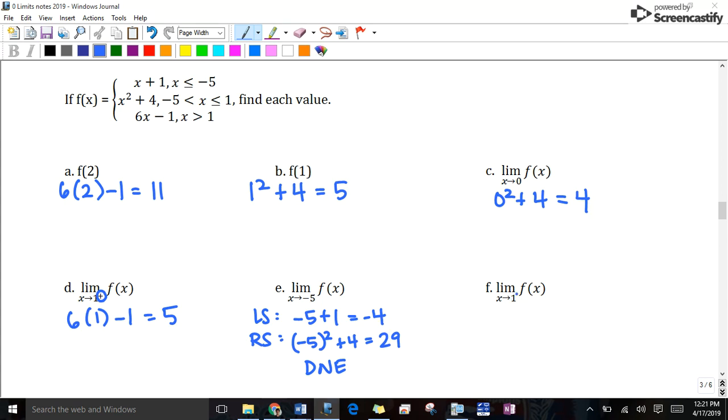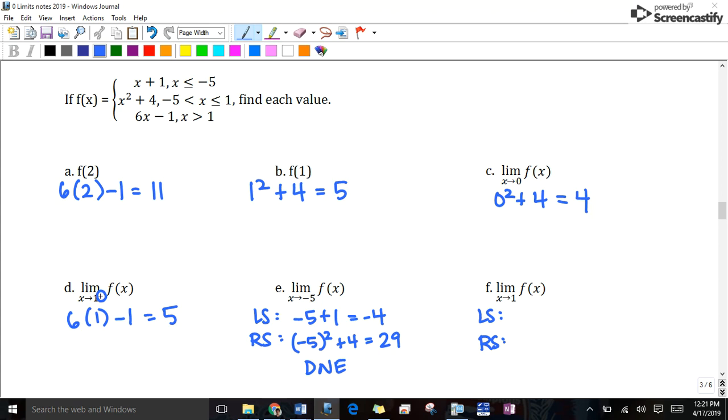So let's look at the limit as x approaches 1. Again, 1 is in two different inequalities. We've done this before with just the right side, but because this is my two-sided limit, I have to think about my left side and my right side.